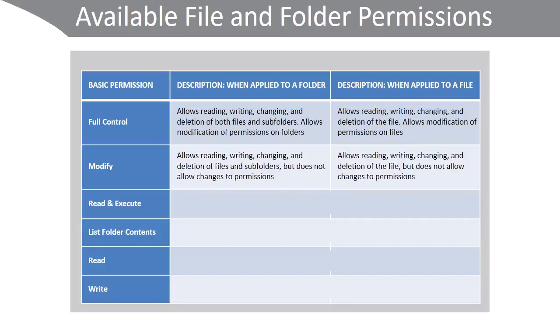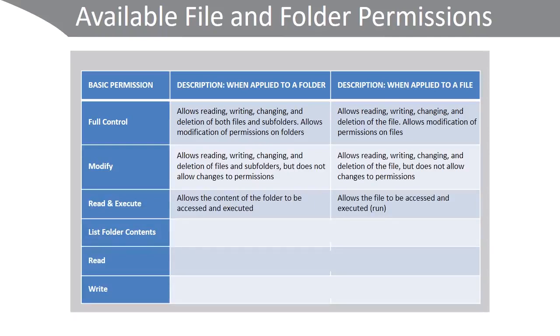When you assign modify permissions, it allows reading, writing and changing and deletion of files and subfolders, but doesn't allow users to change permissions, likewise on files. Read execute allows you to open the contents of a folder to access the folder contents and to execute files within the folder. If you have read execute permissions on a file, it allows you to access the file and to run the file.